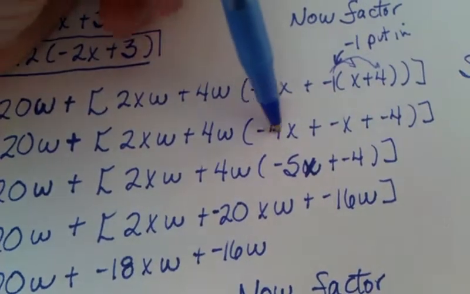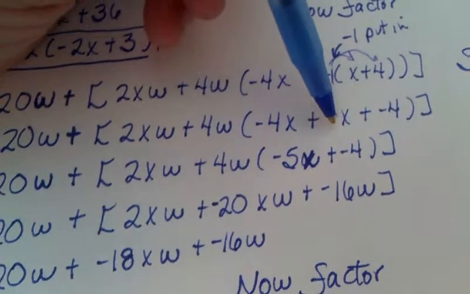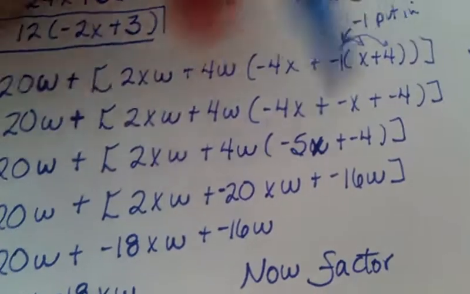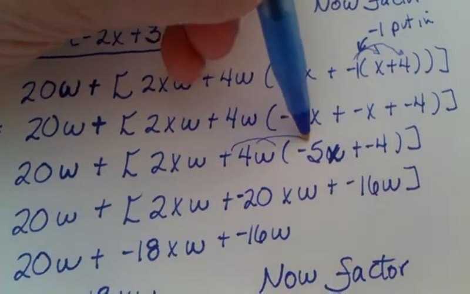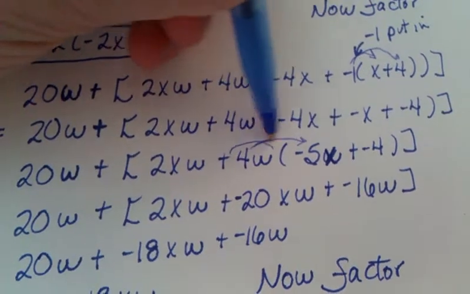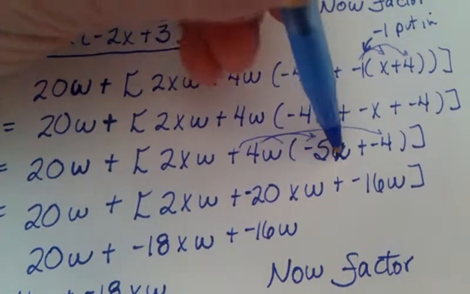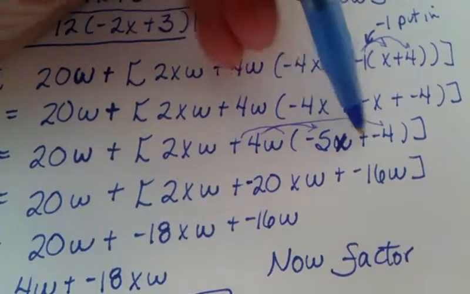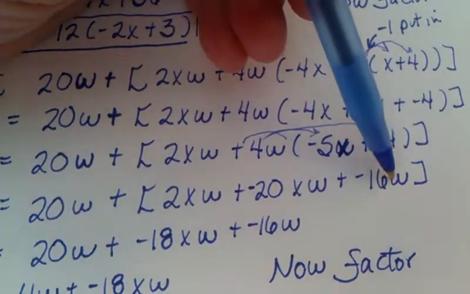Well, now here inside these parentheses I can combine like terms, because -4x plus a -x gives me a -5x, and I still have that plus -4. Well, now I have this 4w, and I can distribute that here and also distribute that over here. So 4w times a -5x gives me a -20xw, and 4w times a -4 gives me a -16w.